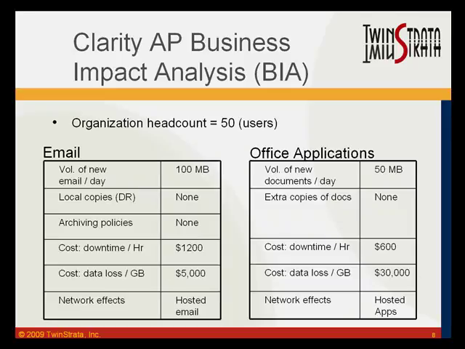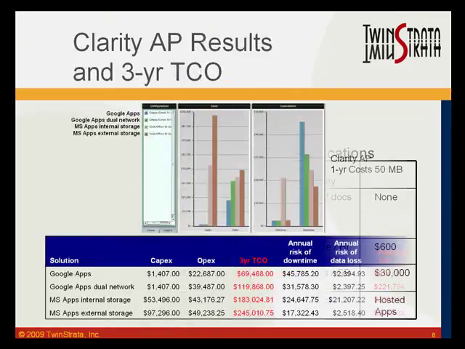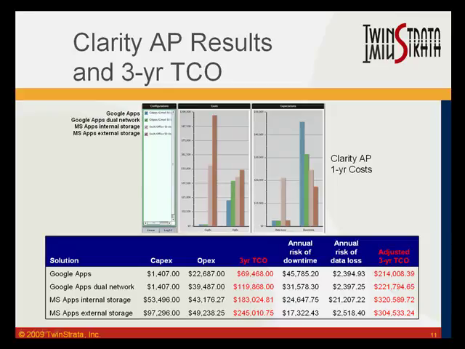Finally, we assume that external network outages will result in a loss of connectivity for employees to their Office applications for the hosted application. When you factor in the risk of downtime and the risk of data loss into TCO calculations, the analysis becomes a bit more interesting. The 3-year TCO for Google Apps with a single network jumps to $214,000 from $70,000. And the 3-year TCO for Microsoft Apps running with internal storage jumps to $320,000 from $183,000. With Google Apps, companies run a higher risk of downtime. Thereby, the 3-year TCO begins to get closer to that of Microsoft Apps hosted internally.